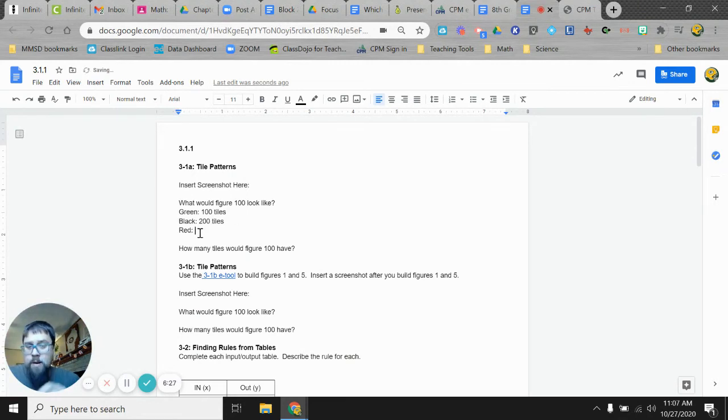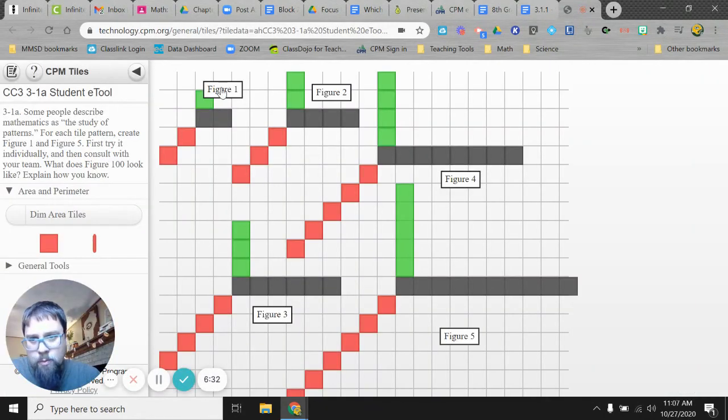And then the red part, if you recall, was just 1 more than the figure number. Figure 1 had 2, figure 2 had 3, figure 3 had 4, 4 had 5, 5 had 6. Remember, it's always plus 1. So if you can add 100 plus 1, you get 101 for the red part.